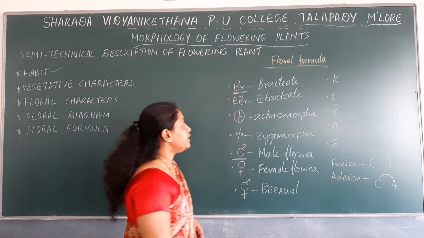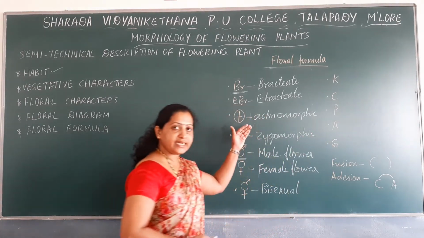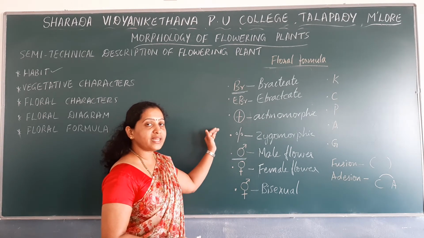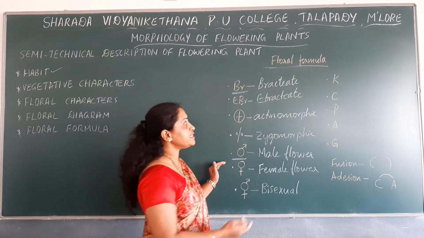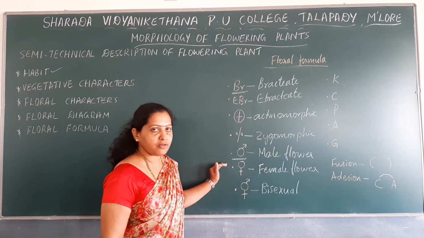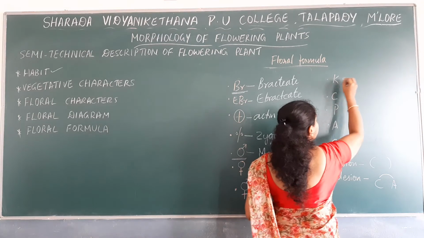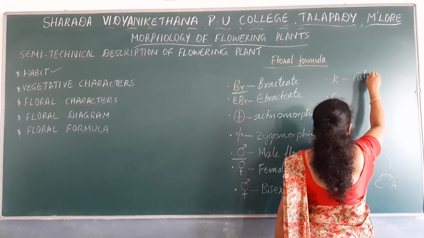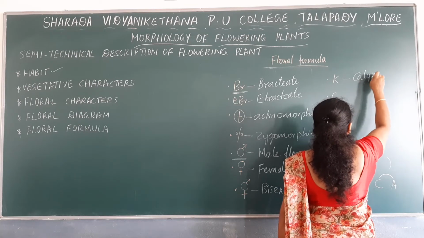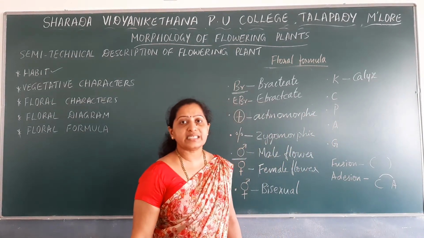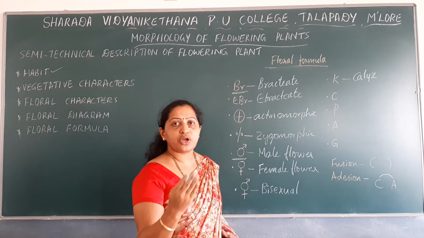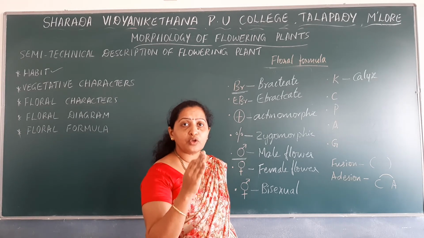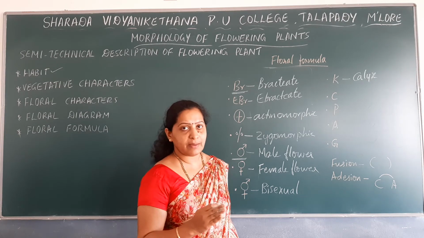After describing the flower with the help of these symbols, we have to describe each whorl of the flower. K represents the calyx. Whenever you represent the calyx, you know that the units of the calyx are sepals. First you have to observe how many sepals are there in a calyx, and then note down the number of sepals.